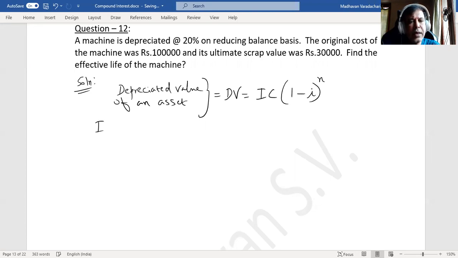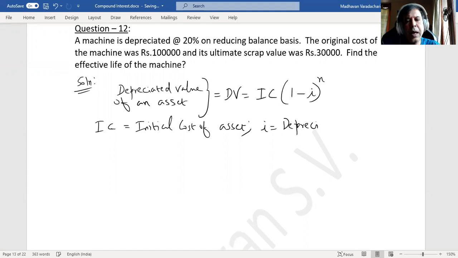Here IC is the initial cost of the asset. And our I is depreciation rate per annum. And N is same only, number of years. Very similar to compound interest.